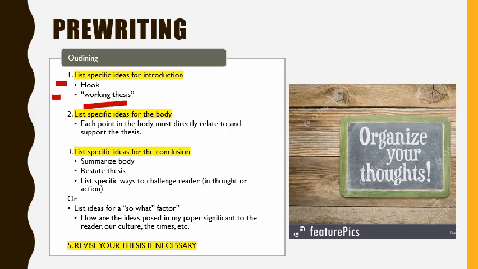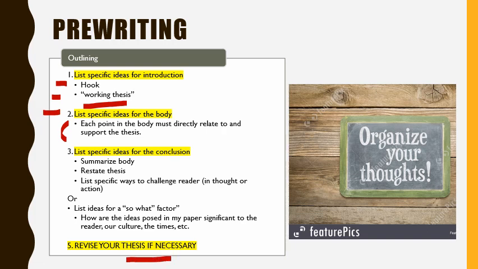The next thing you're going to want to do is list specific ideas for the body of your essay, and it's important to keep in mind that each point in the body must directly relate to and support the thesis. If it doesn't, you either need to get rid of it or consider revising your thesis, which you'll do at the very end.